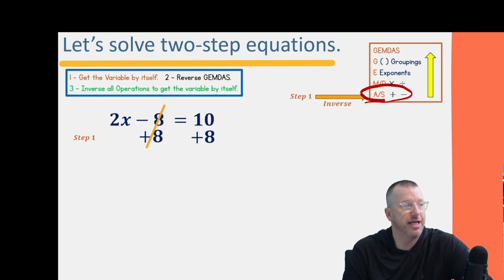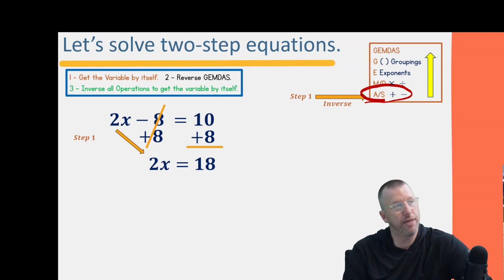So negative 8 plus 8 equals 0. Those are zero pairs, right? And 10 plus 8 equals 18. And then all you do is, if I was on a piece of paper, I would literally draw an arrow, and then I would bring that 2x down so that we could work on the next step. That's why these are called two-step equations. I learn something every day.